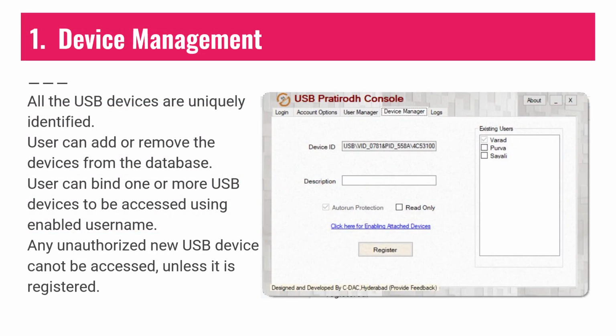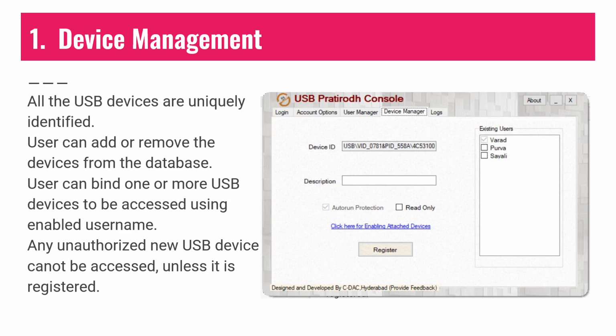Let's look at the features of USB Pratirodh. The first feature is device management. Whenever we want to use any USB device, we'll have to first register it with USB Pratirodh's interface. Here we have a field known as device ID, where whenever you connect a device and wish to register it, the ID will appear.